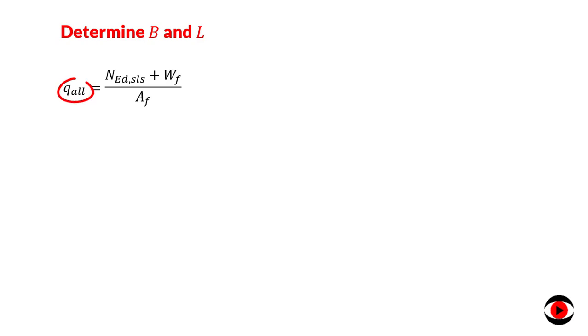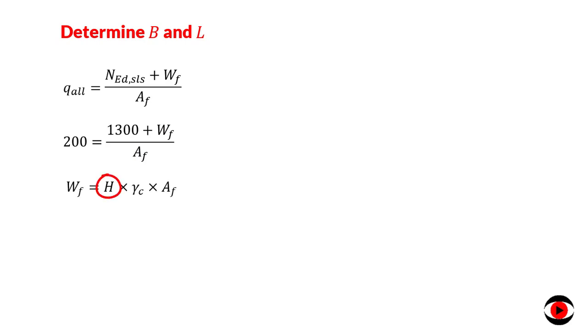The allowable bearing capacity was given to be equals to 200 kilonewton per millimeter squared. And we have determined the service design load to be equals to 1300 kilonewton. When we substitute these values into the equation, we are left with two unknowns, the weight and area of pad. The weight of pad is given by this equation, where h is the thickness of pad, which we found to be equals to 650 millimeters.